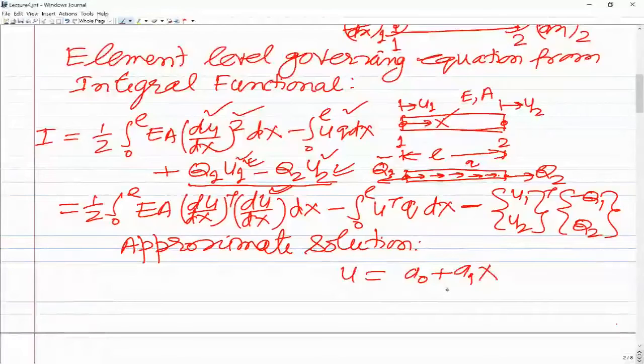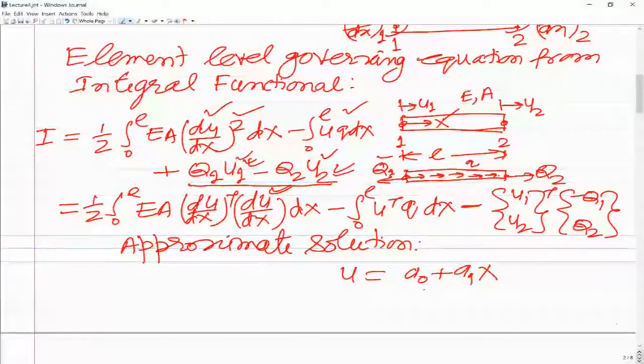So the primary variable, in this case u, should be there as a degree of freedom at each node. So there are two variables, u1 and u2, as elemental degrees of freedom. So we should have the corresponding two constants in the approximate solution, a0 and a1. So they are already there. That means we will be able to ensure the inter-element compatibility based on this approximate solution.